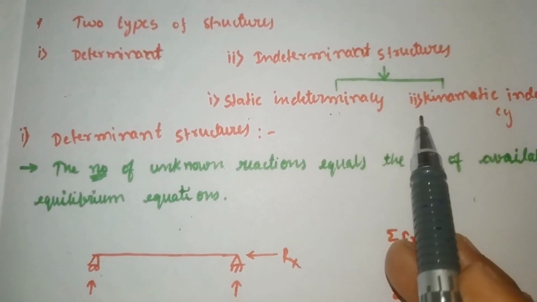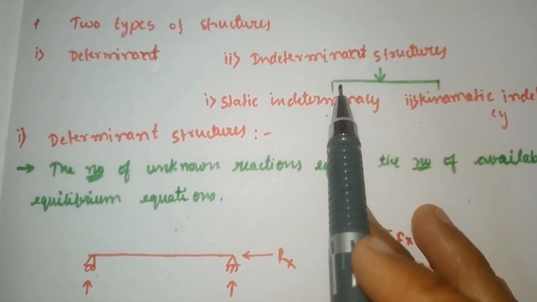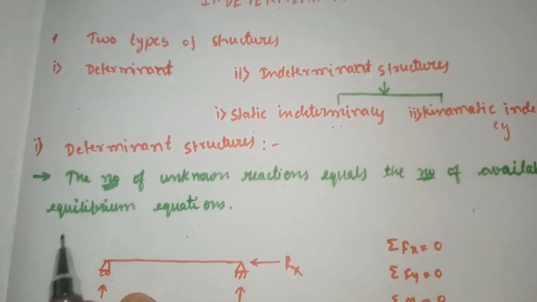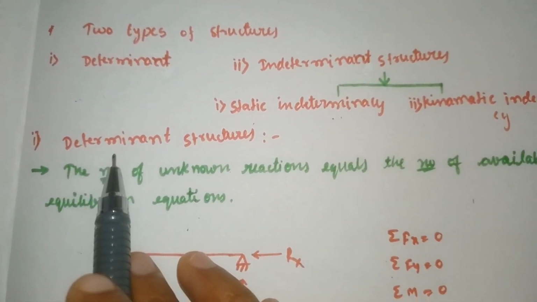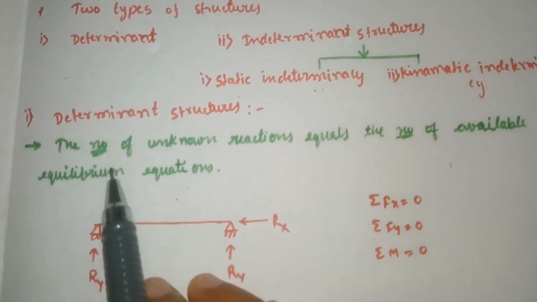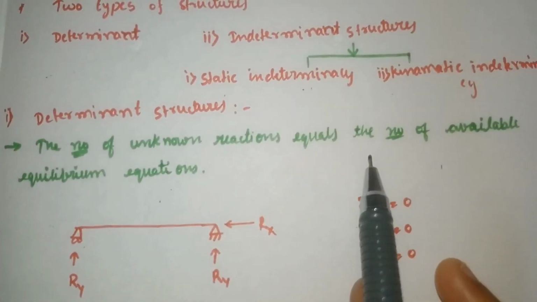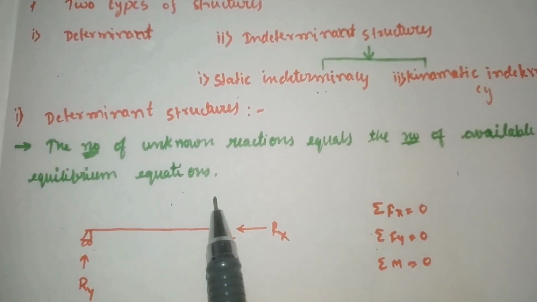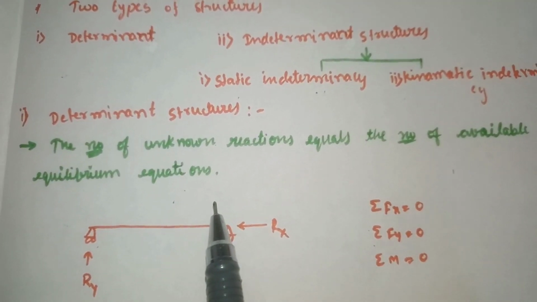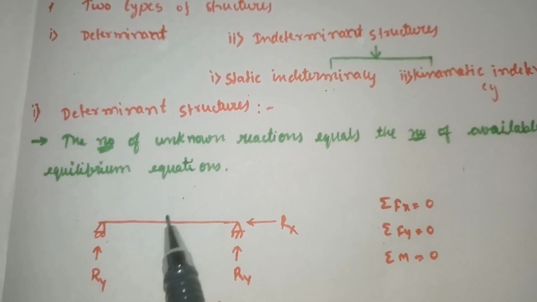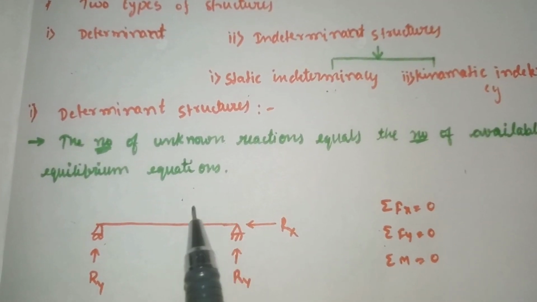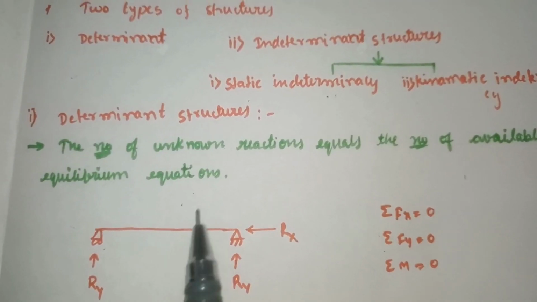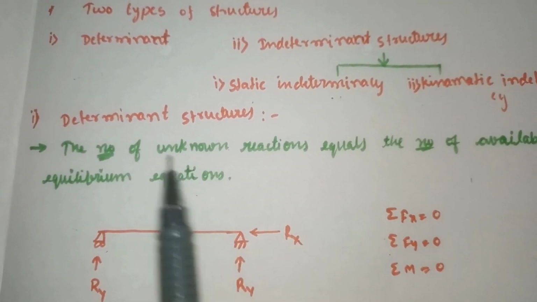So before coming to types of indeterminacy, we'll see what are determinate structures. So determinate structures are nothing but the number of unknown reactions equal to the number of available equilibrium equations. It's called determinate structures. So what it means, whenever the number of unknown reactions is equal to the number of equilibrium equations, then that structure is called determinate structures.